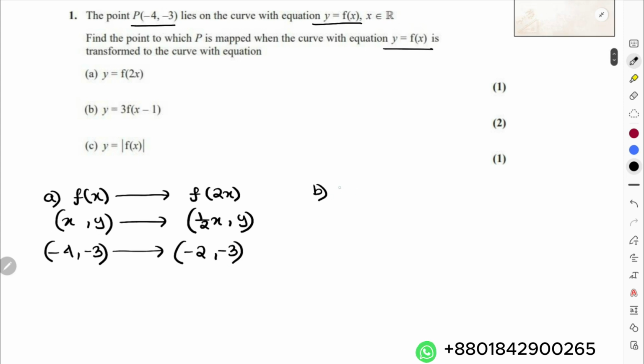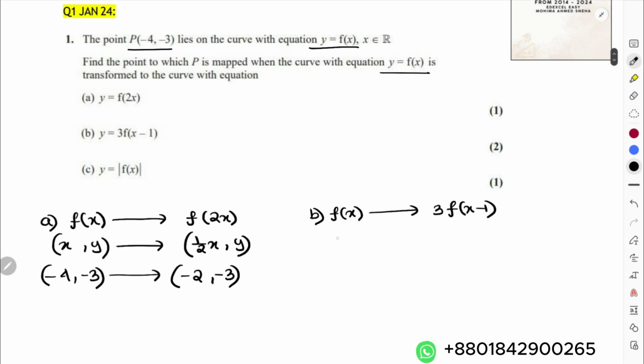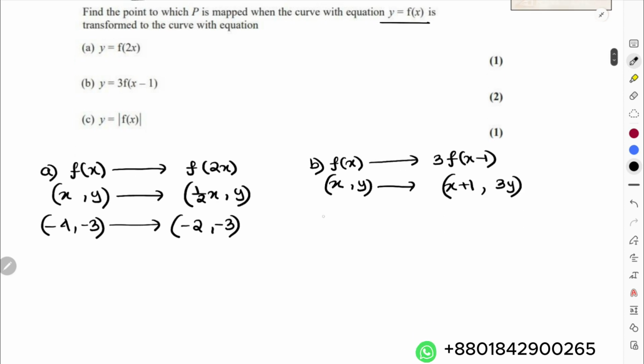Then for part B, you have f(x) transforming to 3f(x) minus 1, right? That means x and y will get transformed: x minus 1 means x plus 1 for your x coordinates, and 3 means just 3y here. So your minus 4, minus 3 will get transformed to minus 4 plus 1, which is just going to be minus 3, and 3 times minus 3 is just going to be minus 9, right? So this is it.